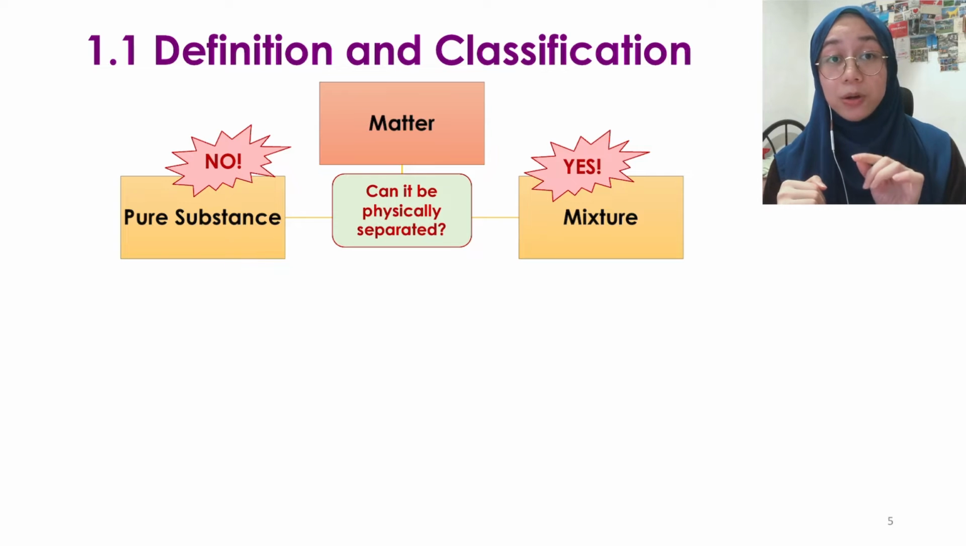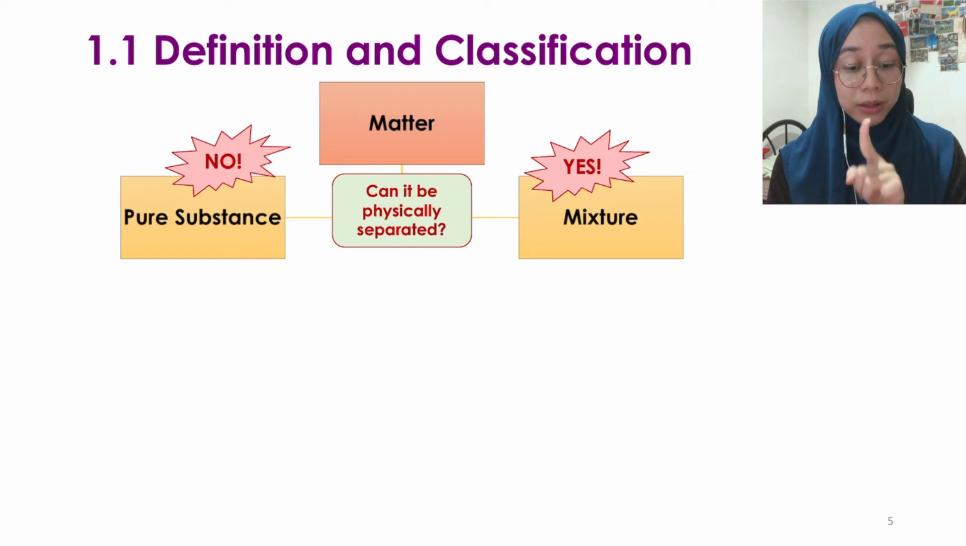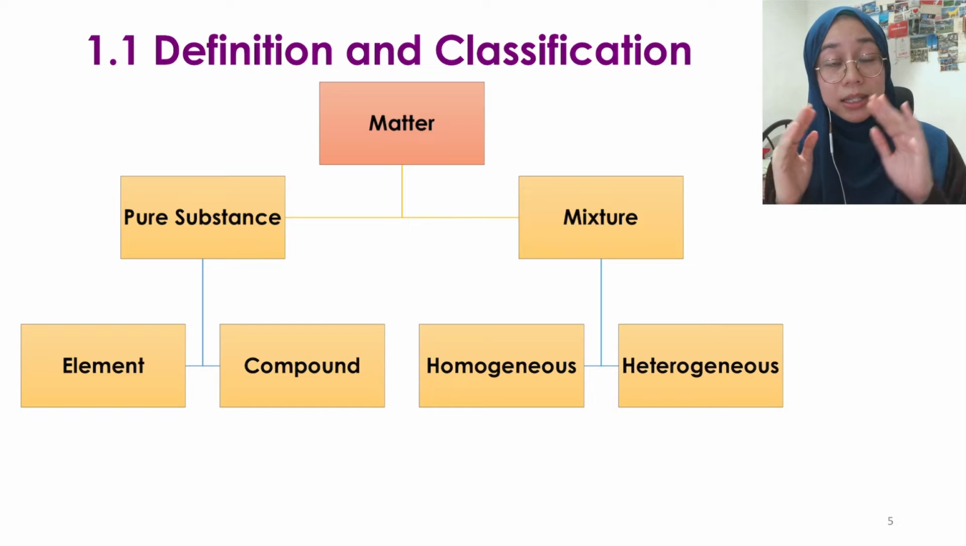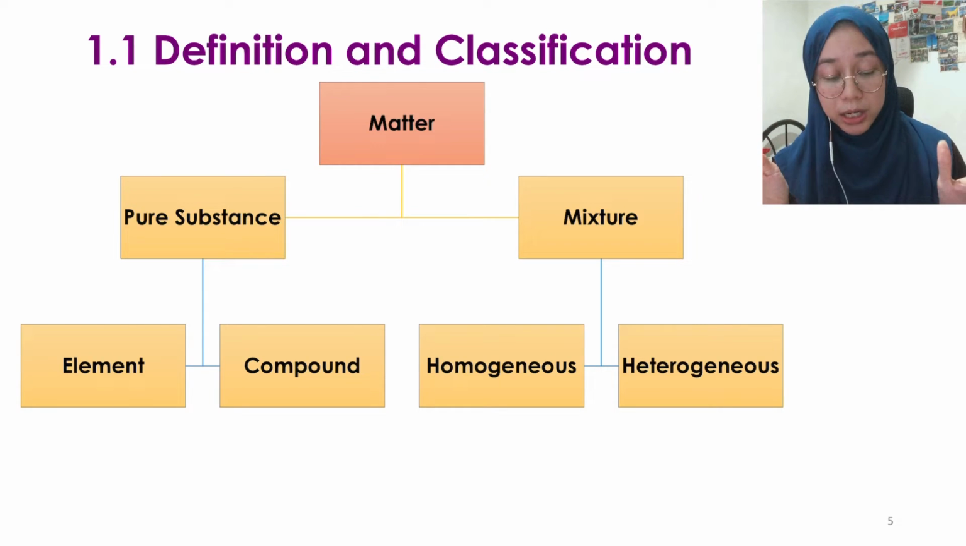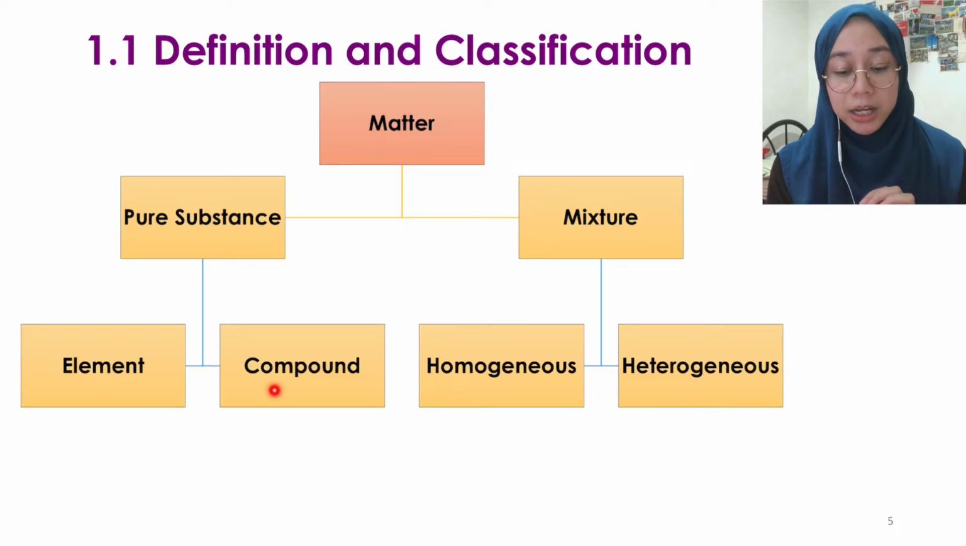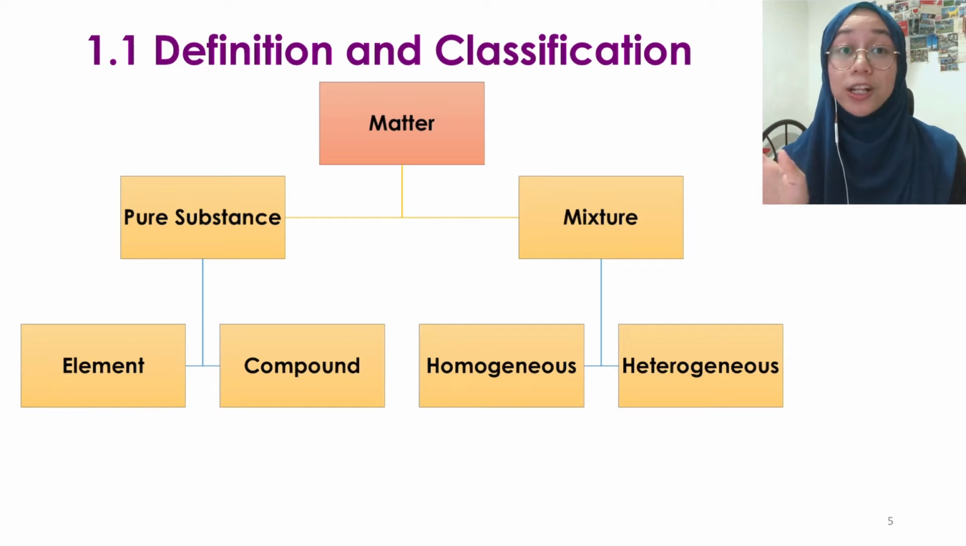Okay, later we have a look at what exactly the definition of pure substance and also mixture. Okay, so now kita tengok dahulu pure substance. Okay, so pure substance, it is divided into two juga. Okay, so dia ada elemen, kita ada compound juga. Okay, and then mixture pun sama juga. Mixture pun kita ada dua jenis lagi. Dia ada homogeneous mixture and kita ada heterogeneous mixture. I think the homo and hetero ni boleh bagi hint, but later on kita tengok yang tu.